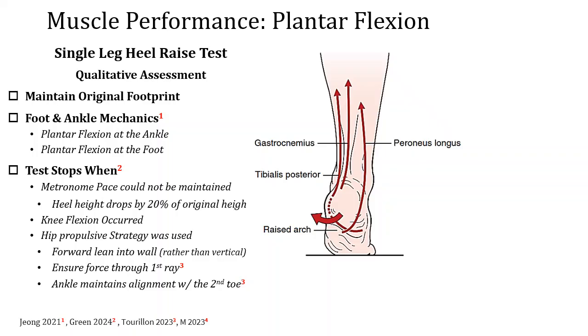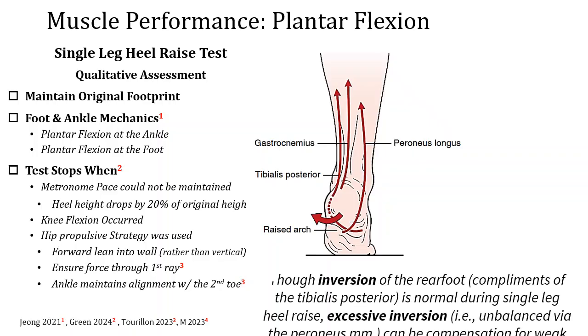And then the ankle maintains alignment with the second toe pointed due north, or perpendicular to the wall. Again, as I mentioned, though the inversion of the rear foot is normal during a single leg heel raise, excessive inversion would indicate an imbalance between the peroneal muscles and the tibialis posterior, and give more of a compensation for weaker plantar flexors, and thus should be controlled. Without controlling these parameters and having a standard operating procedure, the validity and the reliability of your assessment become more in question.